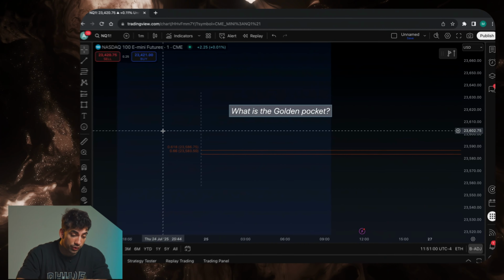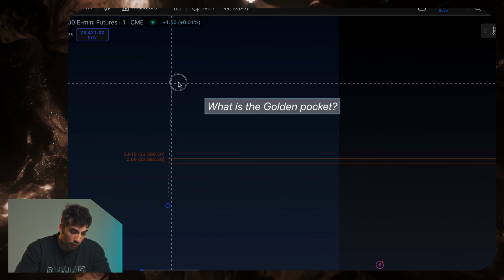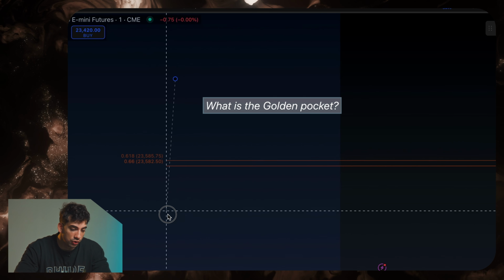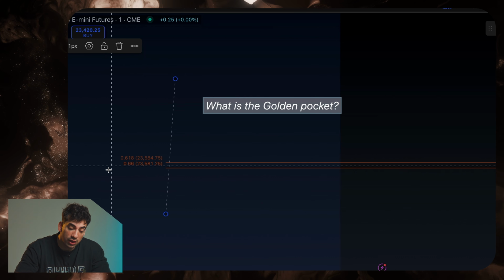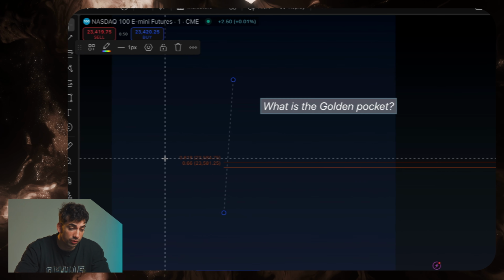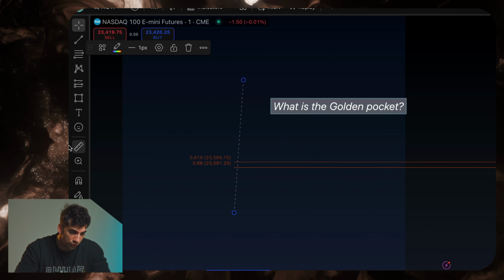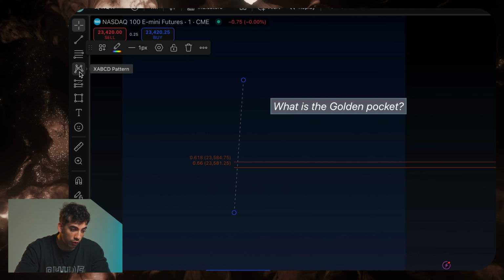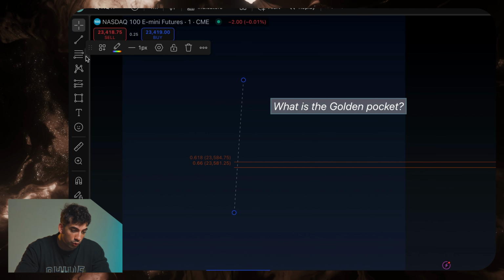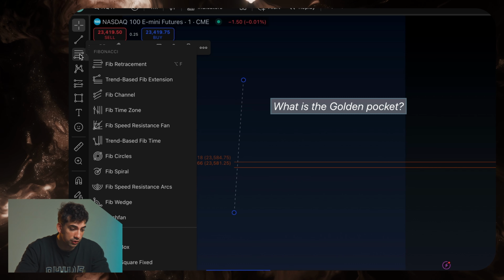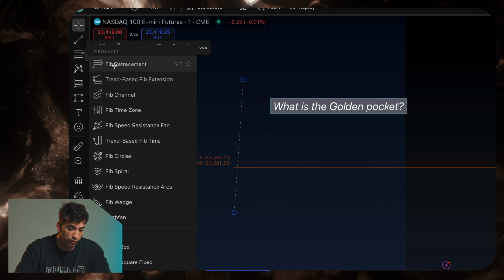All right, what is the golden pocket? The golden pocket is simple and it's only these two exact values in the Fibonacci. If you know how to access your Fibonacci tool, real quick, it's going to be on your far left tool tab. On your TradingView, it's going to be 1, 2, 3, 4. It's going to be your third tool down in your TradingView, and it's going to be the first one, Fib retracement.